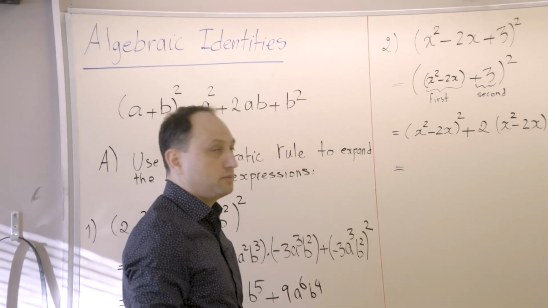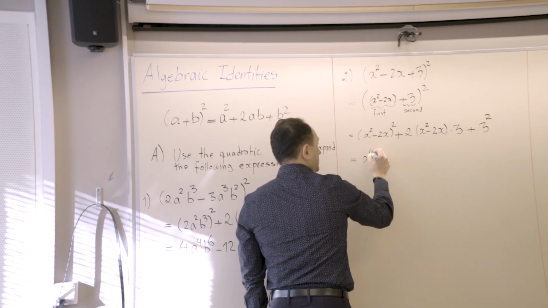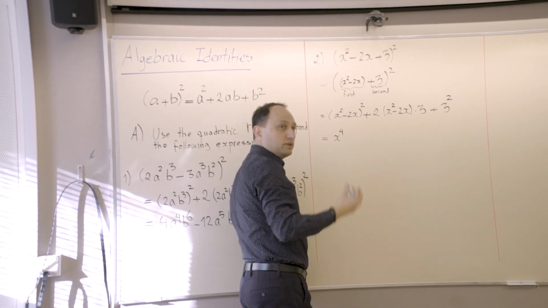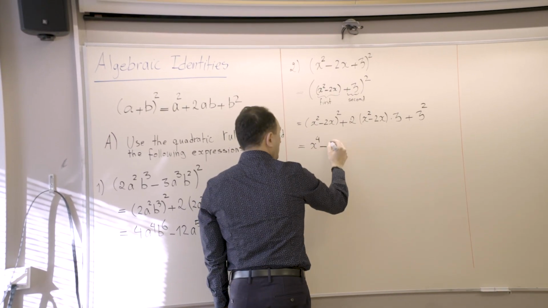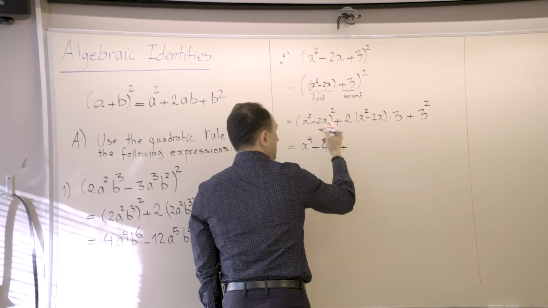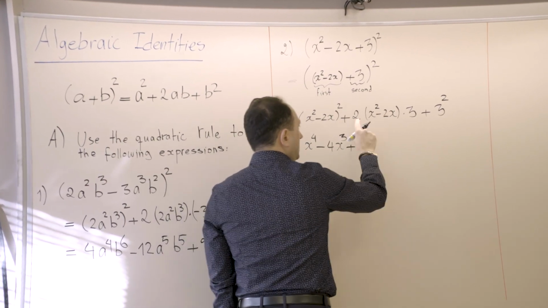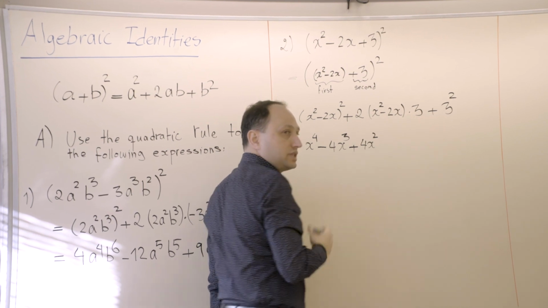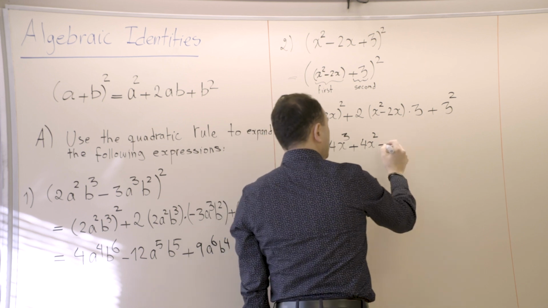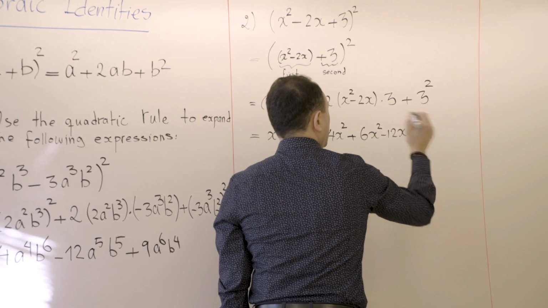So I can use the quadratic pattern once more. What happens? The first one to the 2 is x to the 4. 2 times the first one times the second one. What's the answer? Minus 4x cubed, and then the last one to the power of 2 is 4x to the power of 2, yes? And here I have 2 multiplied by 3, which gives me 6, and then I multiply 6 inside, yeah? So it becomes 6x squared minus 12x, and then finally I have 9, yes?